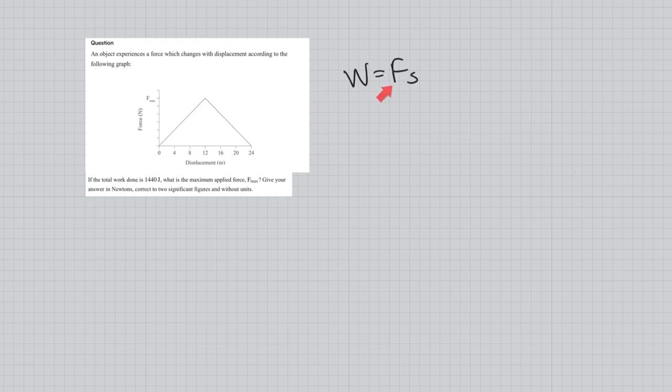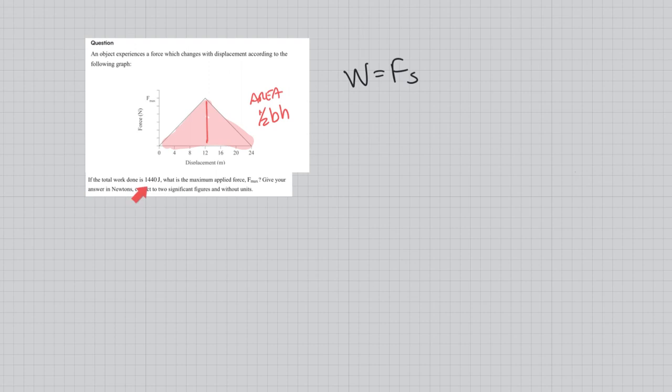And so if I understand that right, force times displacement, my work would be the area under this graph. If I want to find the area of this graph, that's simply a triangle, and I would find my area by saying that's 1/2 base times height. So my base is my displacement. My height is my force. That's my maximum force.